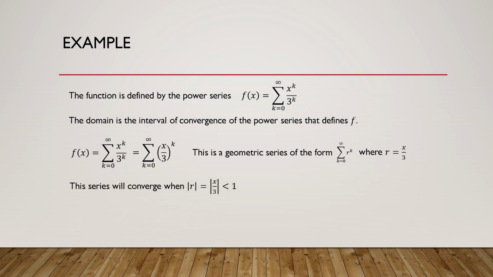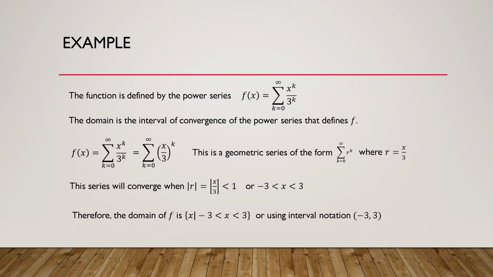This series will converge when the absolute value of r, in this case the absolute value of x over 3, is less than 1, or negative 3 is less than x is less than 3. Therefore, the domain of f is the set of all x such that negative 3 is less than x is less than 3, or using interval notation, negative 3 to positive 3.